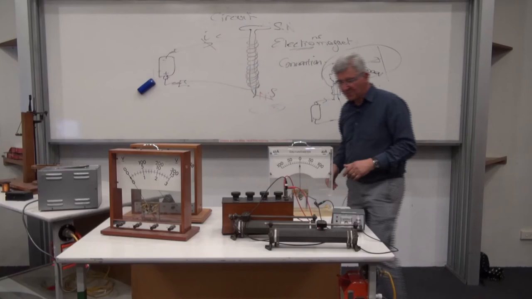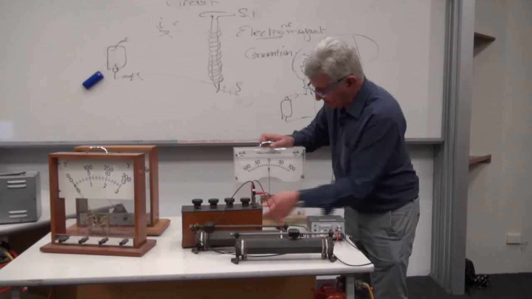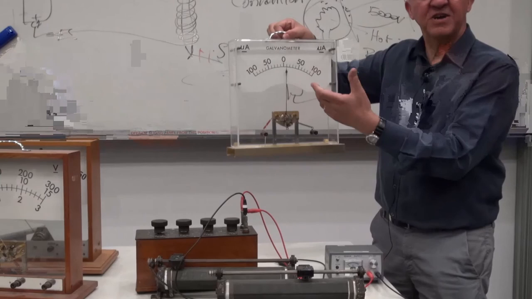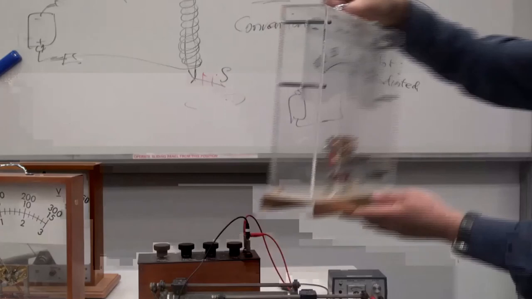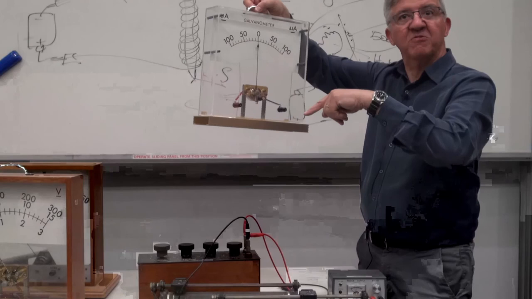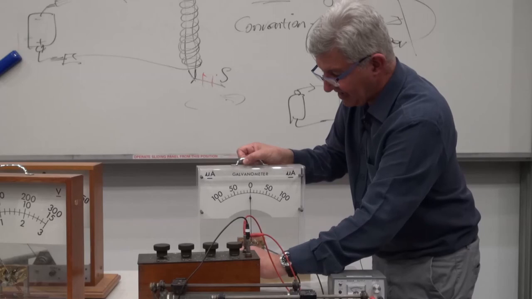So this device is a very carefully balanced needle with a spring. There's a coil of wire. Steve, can they see? It's probably pretty hard to see, but there's a coil of wire in there, and right in the middle there's a magnet. And if I provide a voltage between here, there will be a current that flows. It will make a magnetic field, and then that will react against the permanent magnet.